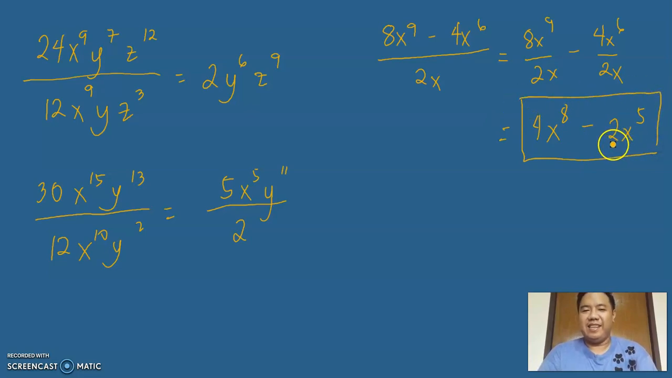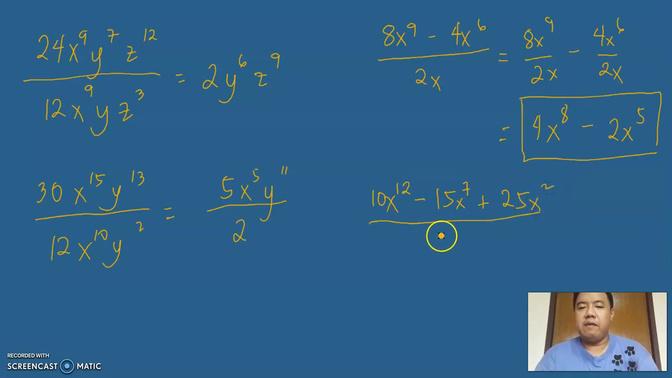Okay? Dagdagan pa natin para mas masanay. Diba po? So, if I have here 10x raised to 12 minus 15x raised to 7 plus 25x raised to 2, and that is to be divided by 5x squared. So what are we going to do?